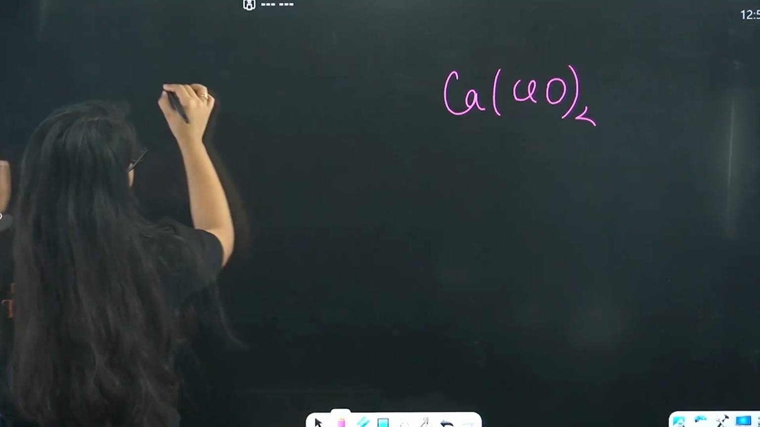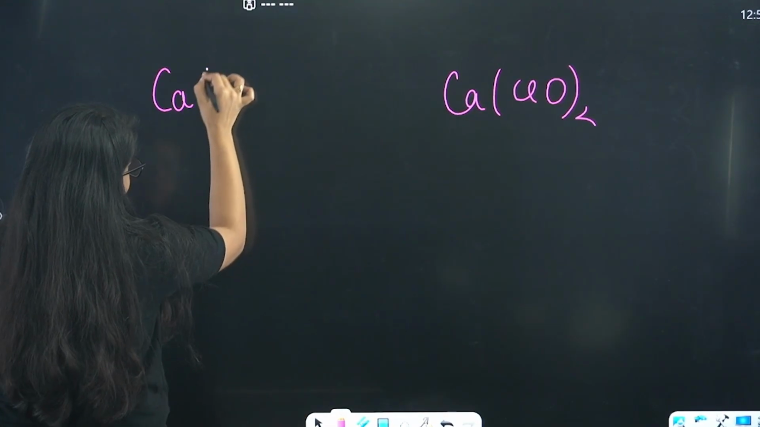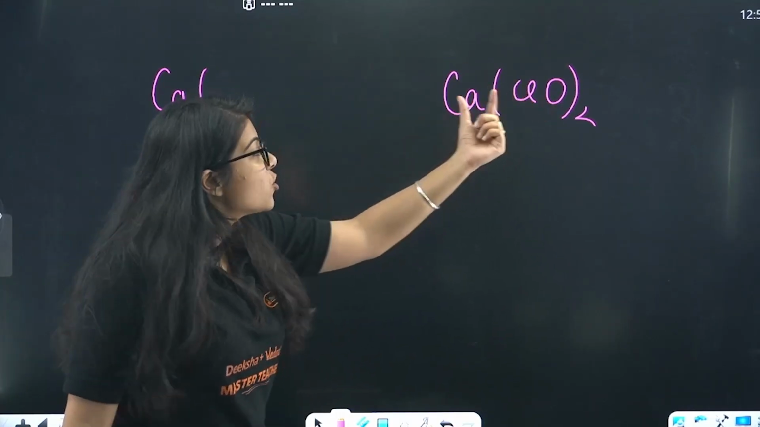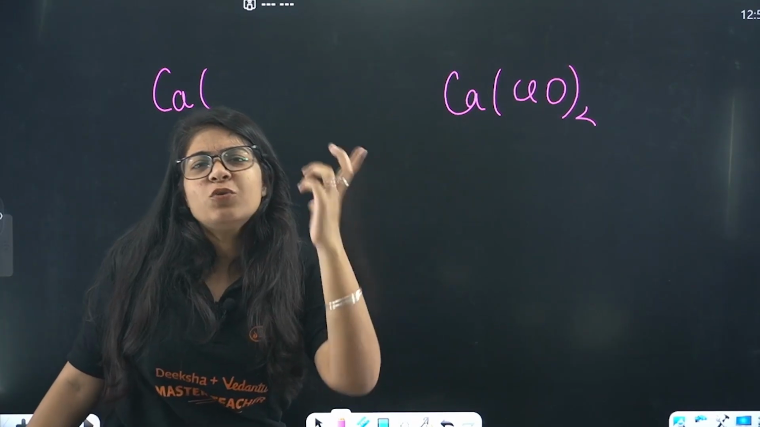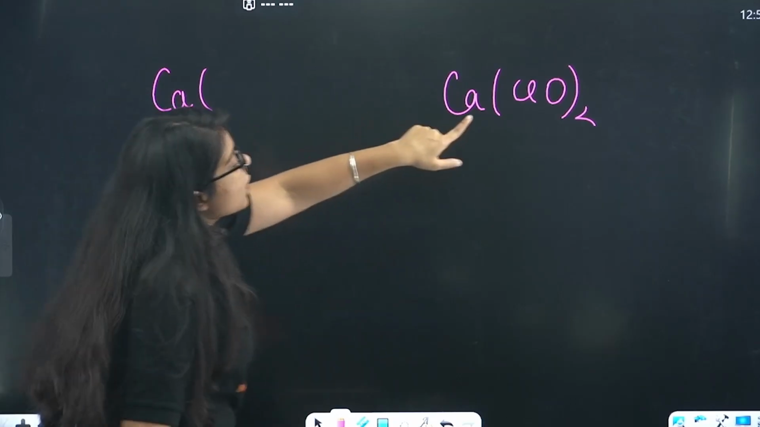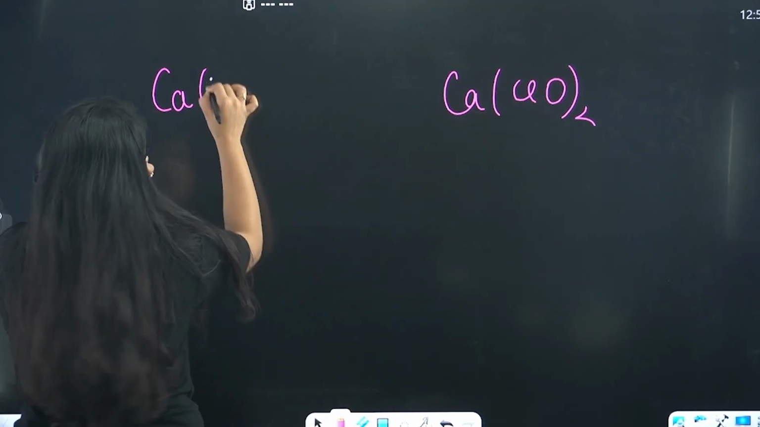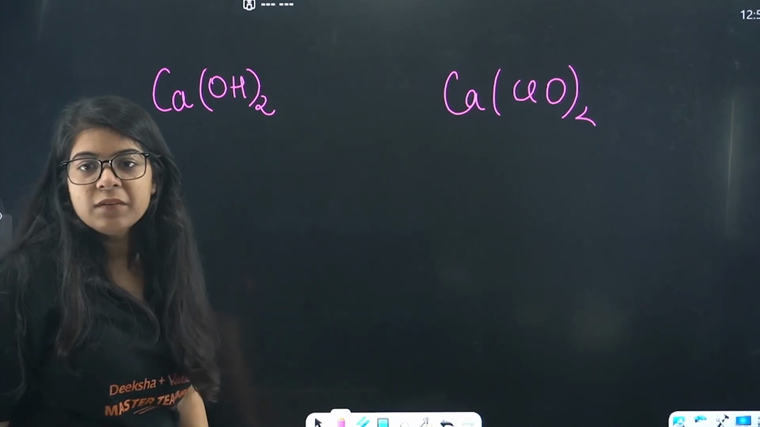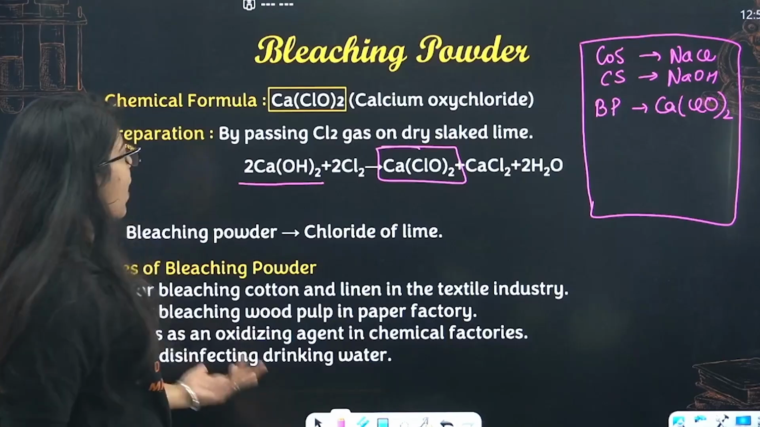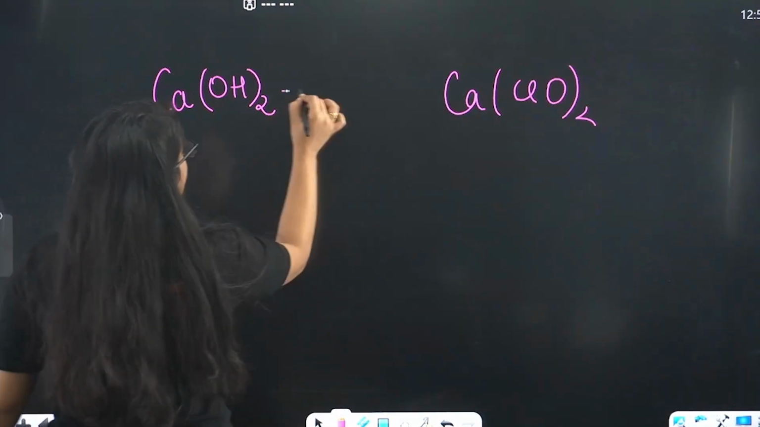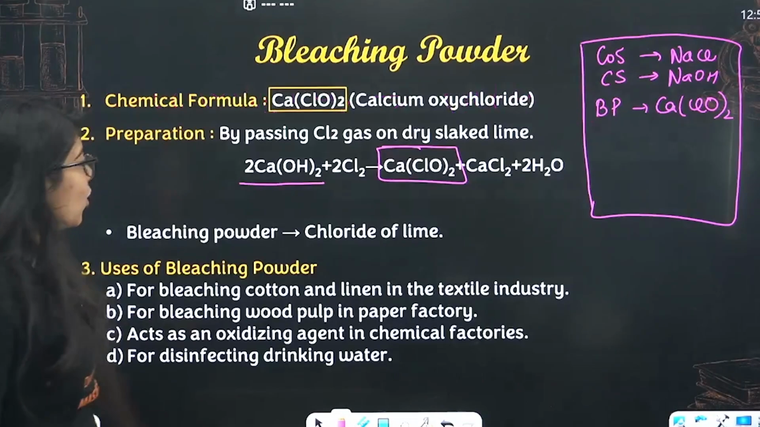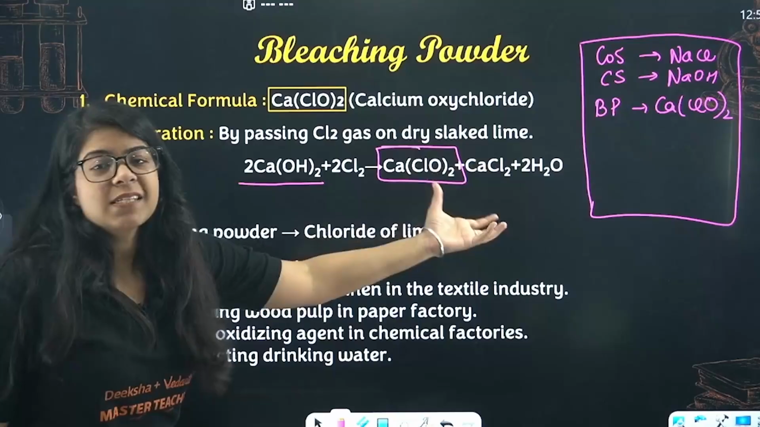You simply write this down again, Ca. Okay. Now, if I write this down again, this is not the reactant, right? So, you just have to make one minute change, that instead of Cl, you have to write H. You have OH twice, right? Done. Now, you just have to add chlorine. You will add Cl2 and you will get CaClO twice. Right? This is the basic thing.